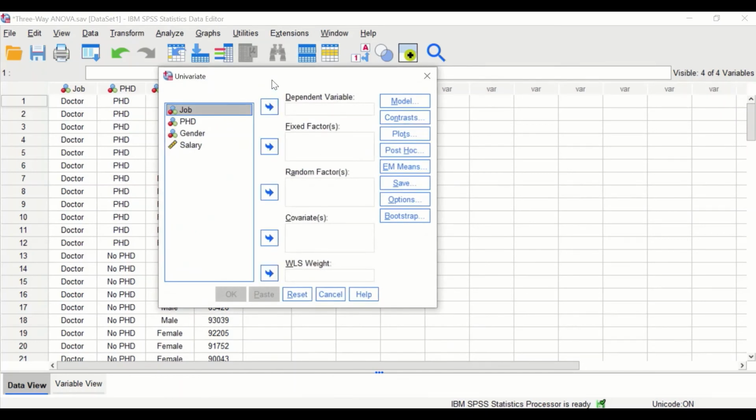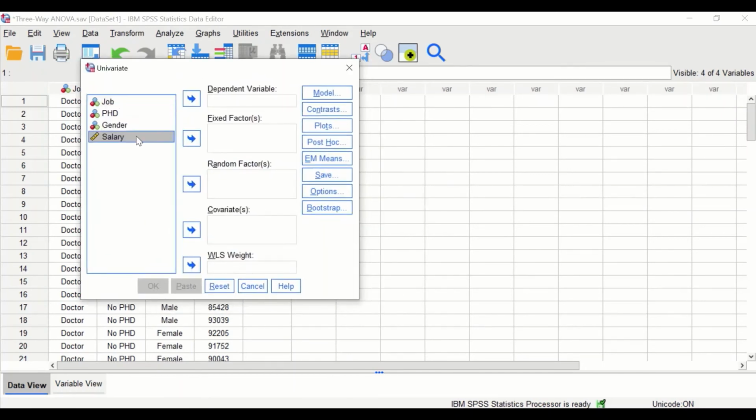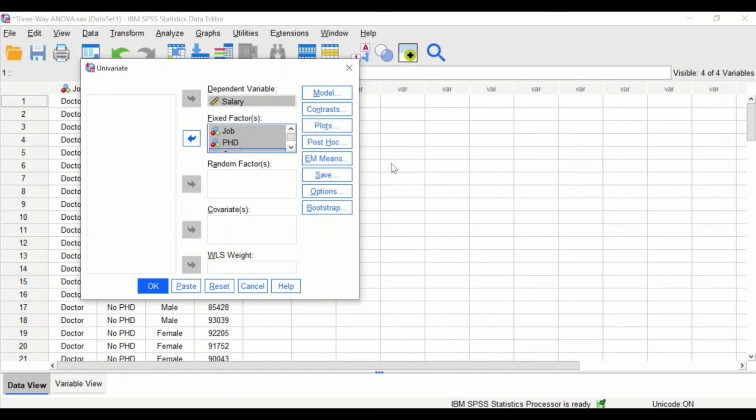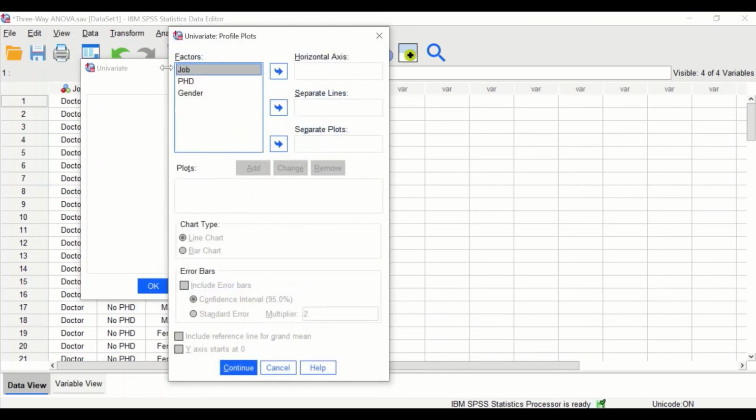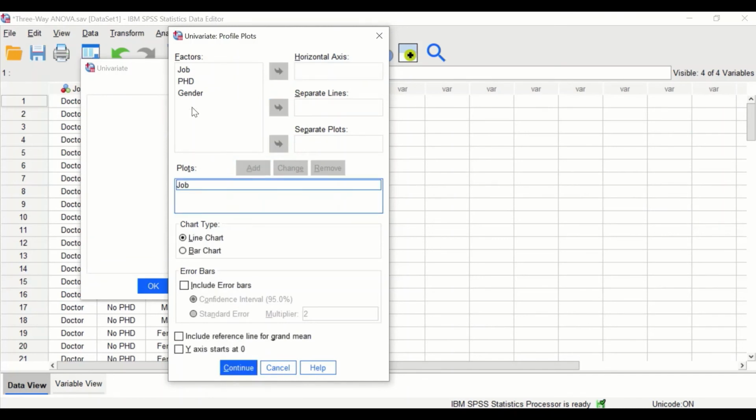To do the analysis, click on Analyze, scroll down to General Linear Model, and then click on Univariate. In this window here, move the salary into the dependent variable, and the job, the PhD and the gender into the fixed factors. Click on Plots, move the job into the horizontal axis, click on Add, the PhD into the horizontal axis, click on Add, and the gender into the horizontal axis, click on Add.